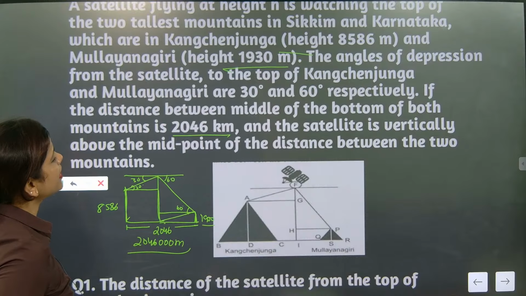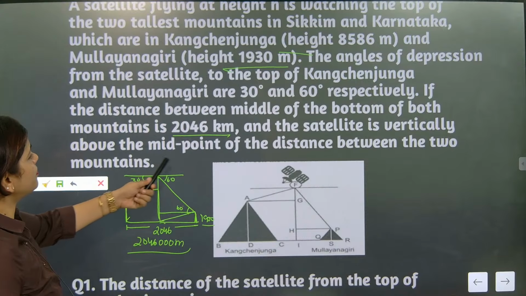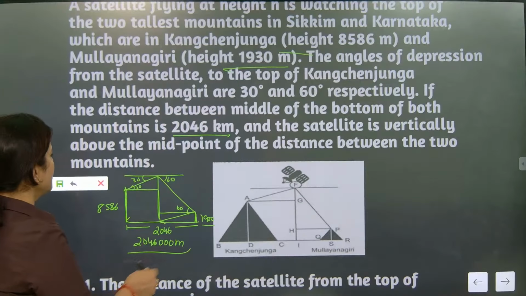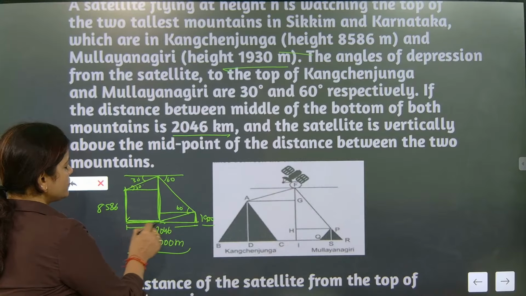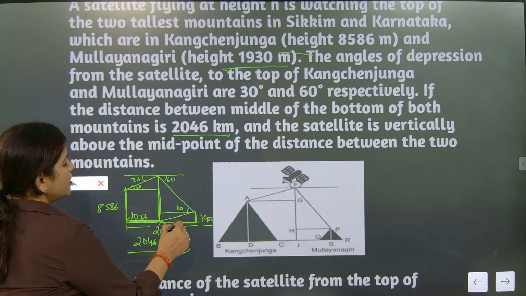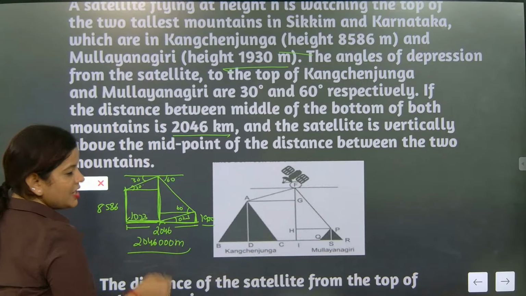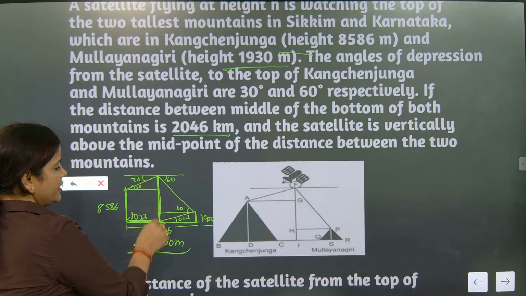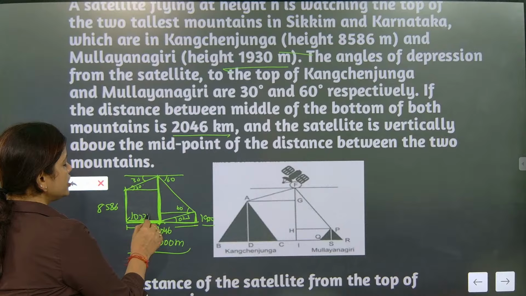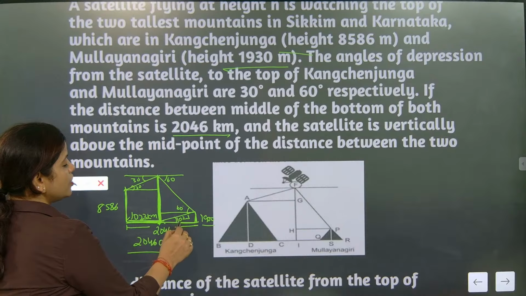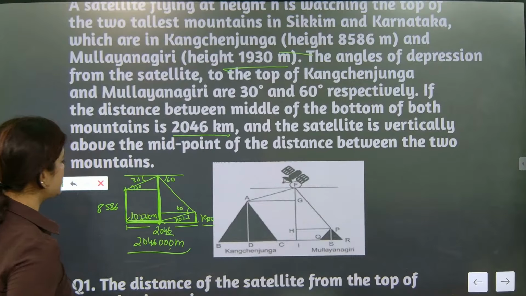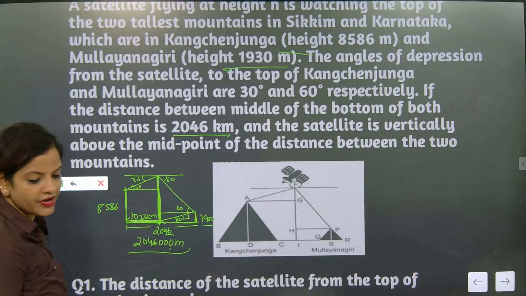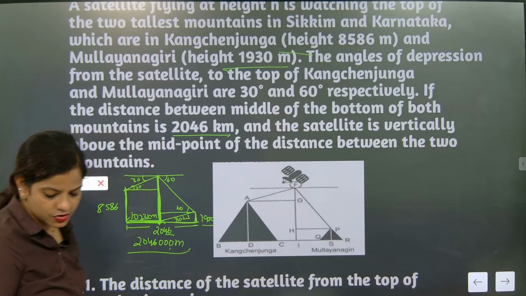Now what they are telling, and the satellite is vertically above the midpoint of the distance between them. So satellite is in the midpoint of the distance between them. So this distance will be 1023 and this distance will be 1023. Middle point. So this is 1023 kilometer and this is 1023 kilometer. Then you have to convert it into meter. So I hope, did you draw the drawing please? When I'll be asking, you need to tell me the values. Okay.